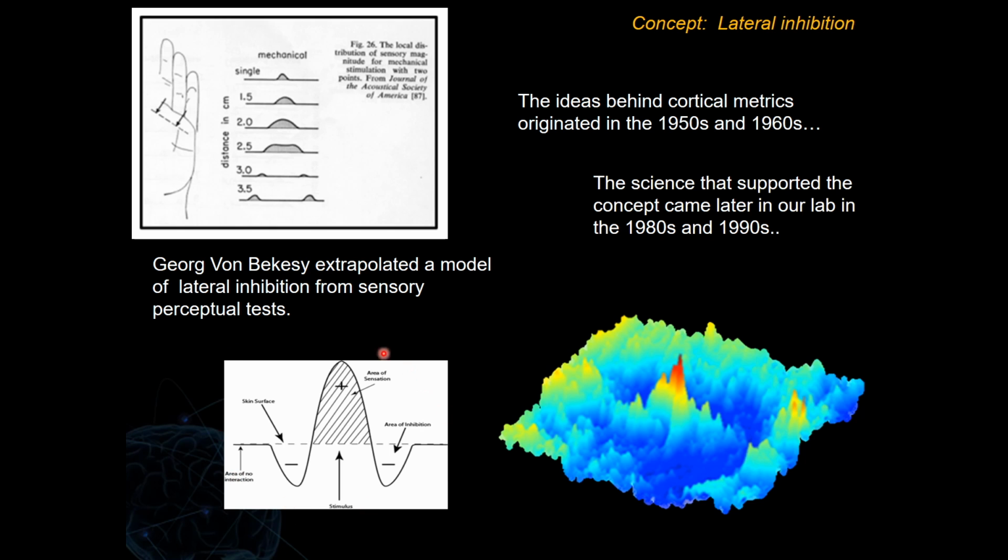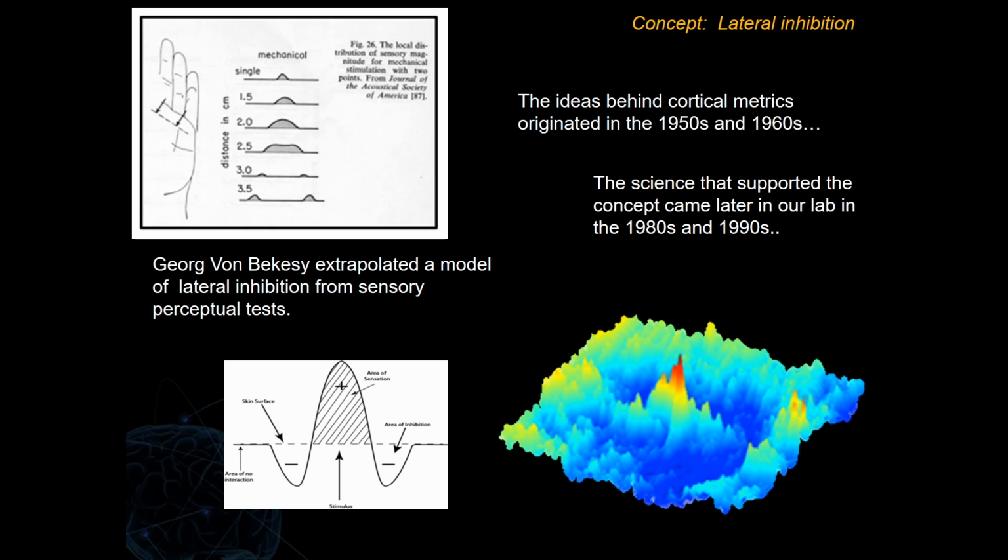So he came up with this idea of a center-surround organization, and what that means is that if you stimulate one place on the skin, it activates one place in the brain, and what happens to the surrounding areas in the brain is it turns off the activity in those areas. Well, that's actually what we found in the 1980s and 90s. If you look at this image in the bottom right hand corner, you'll see a very prominent peak that's red, and it's surrounded by a zone of inhibition.